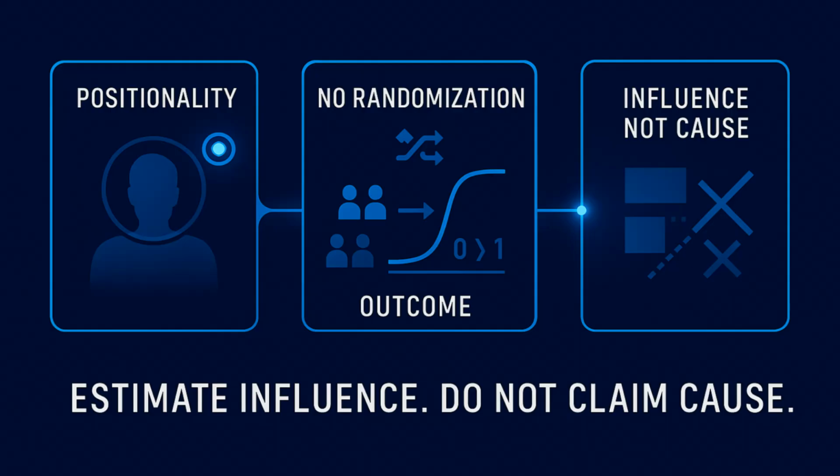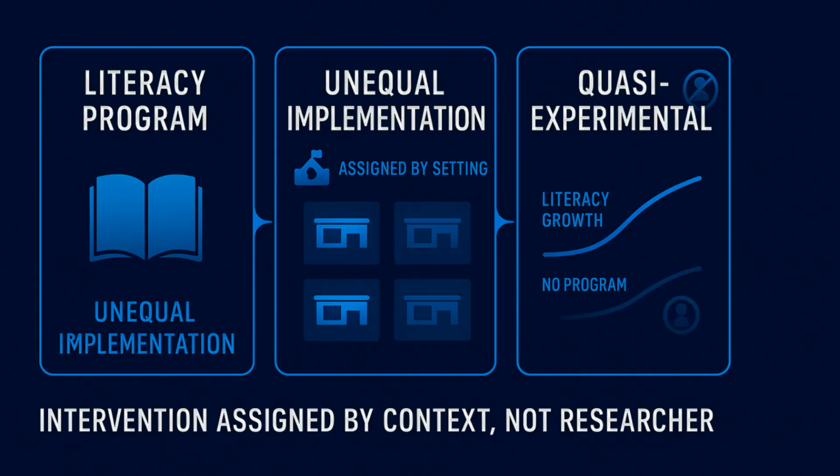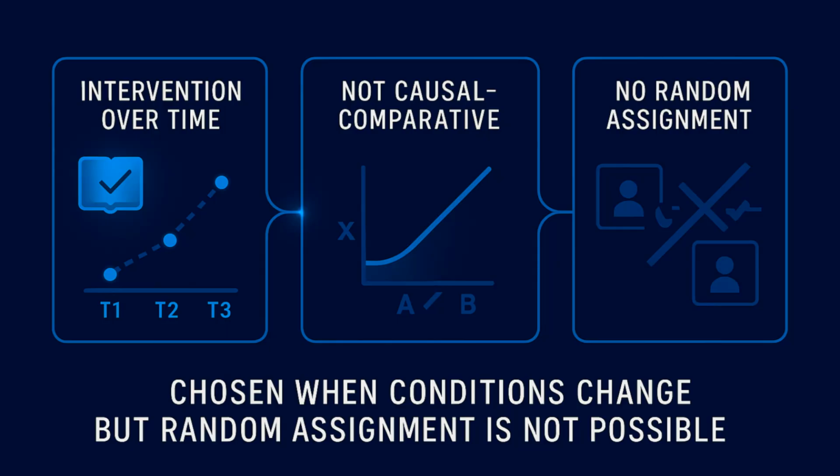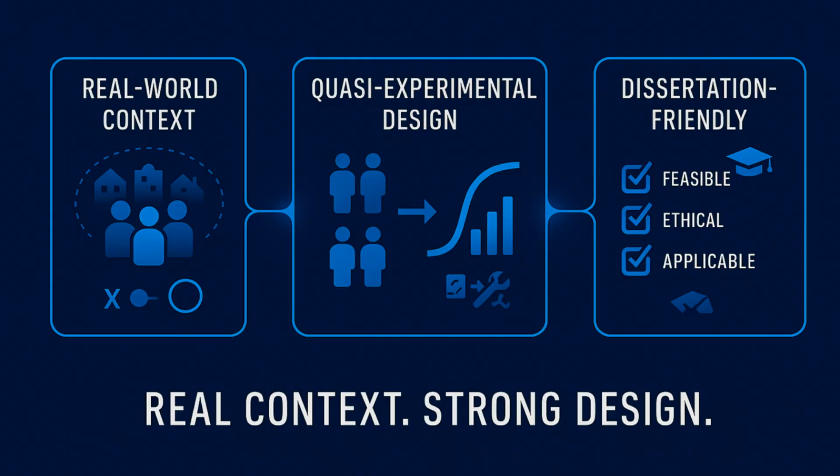The researcher's positionality requires transparency. Without randomization, influence can be estimated but causality cannot be guaranteed. A study evaluating the impact of a literacy program implemented in some classrooms, but not others, is quasi-experimental, because the intervention was assigned by context, not by the researcher. This design is chosen instead of causal-comparative work when the intervention alters conditions over time, and instead of experimental work when the researcher cannot randomly assign participants. Quasi-experimental design is one of the most common and dissertation-friendly approaches in real-world social research.